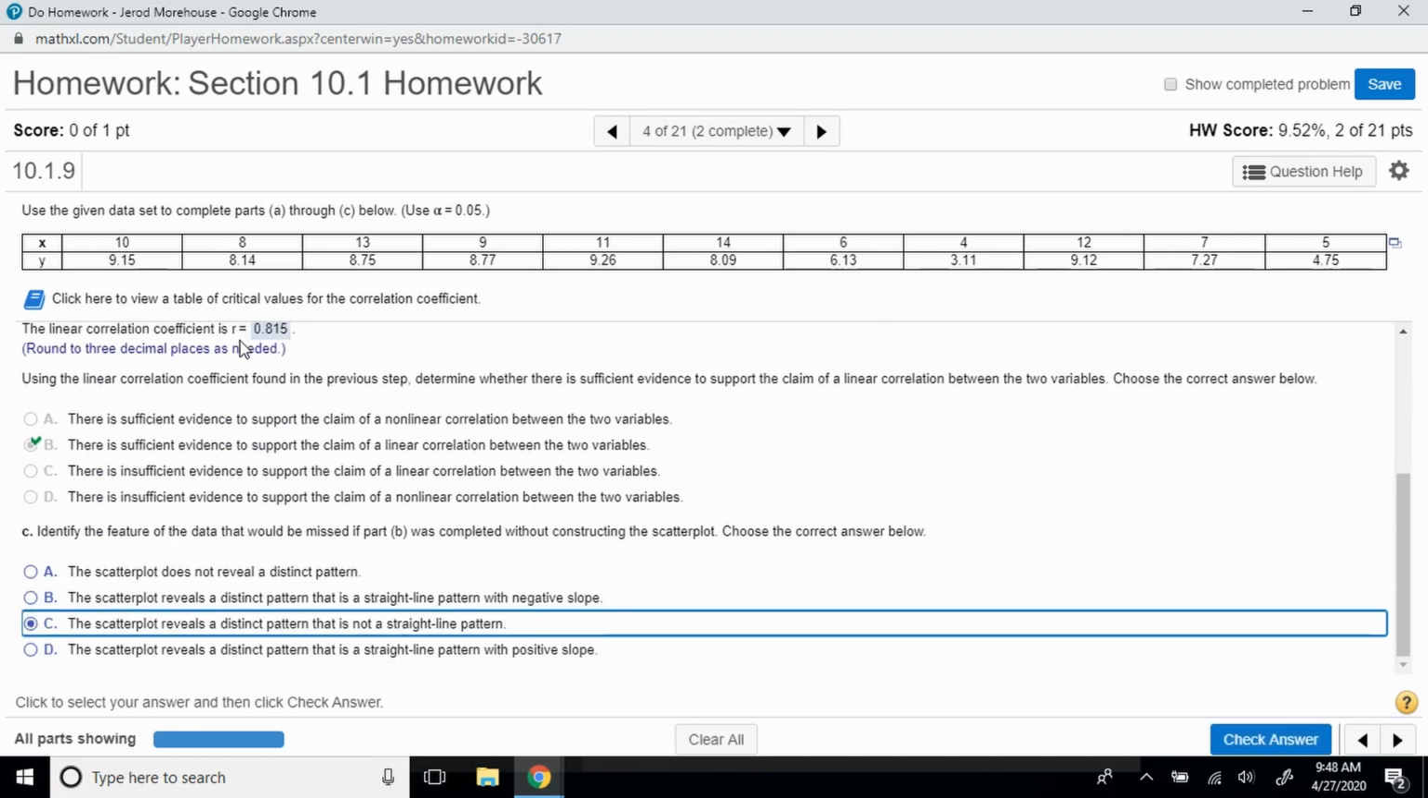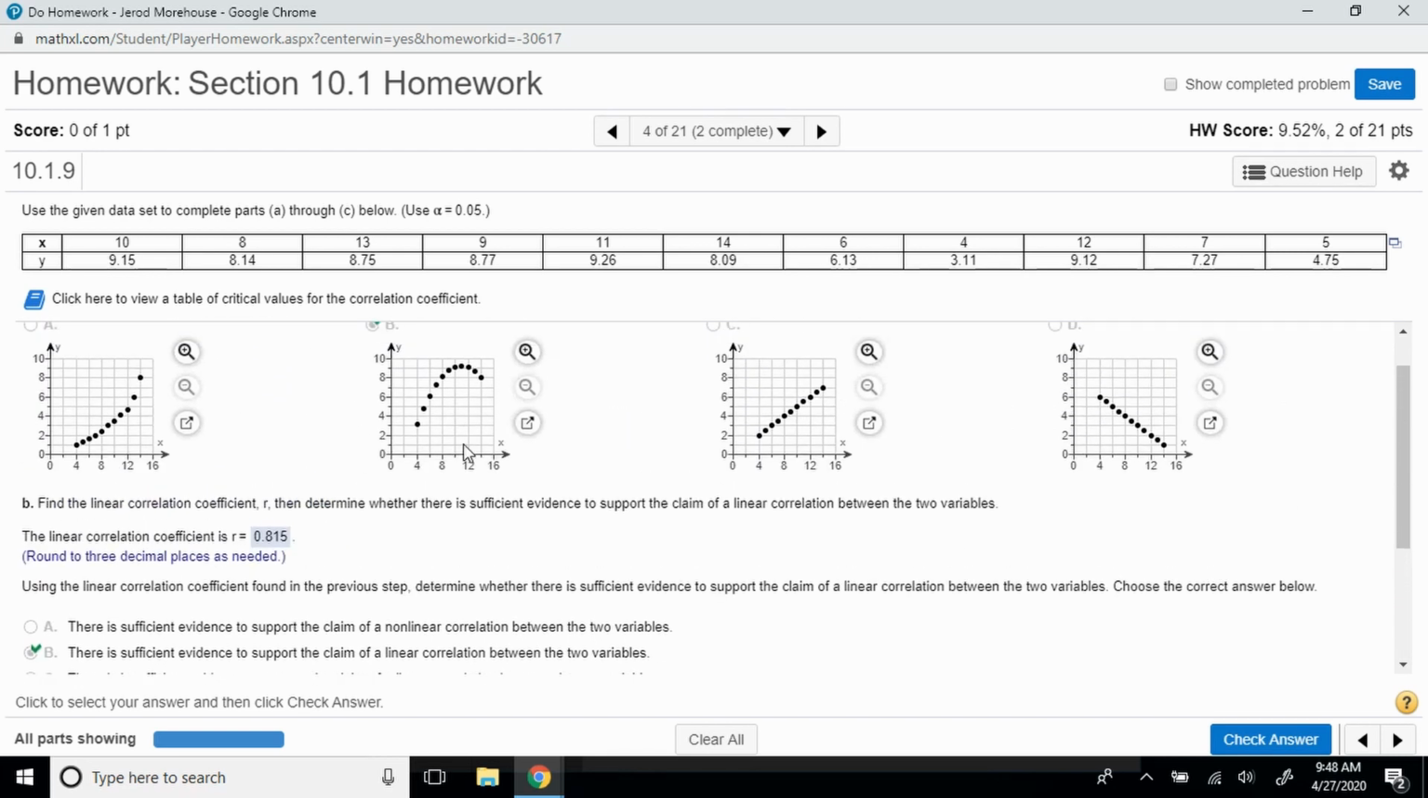Even though we had a strong correlation coefficient that suggested a linear pattern, we still need to look at the graph and see if that makes sense. For this data, it obviously does not because of the curved pattern. These other three graphs are fairly linear, but this one has an obvious curve to it.